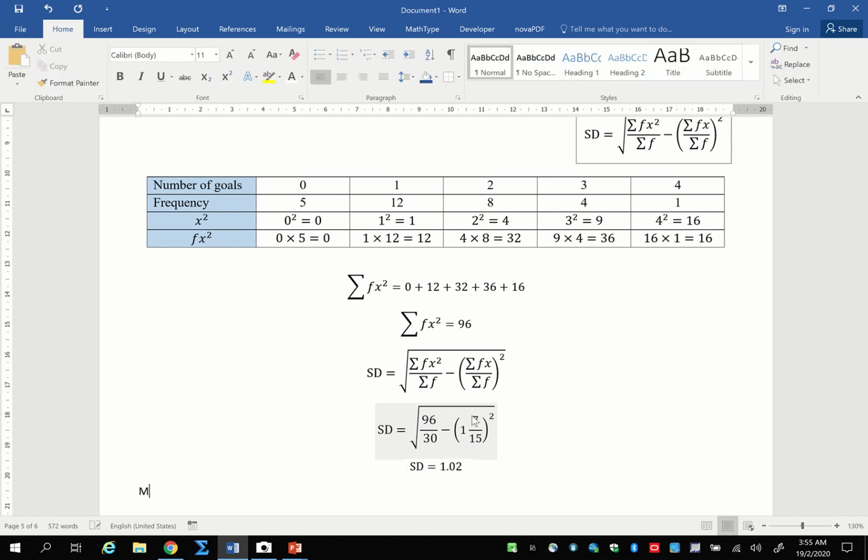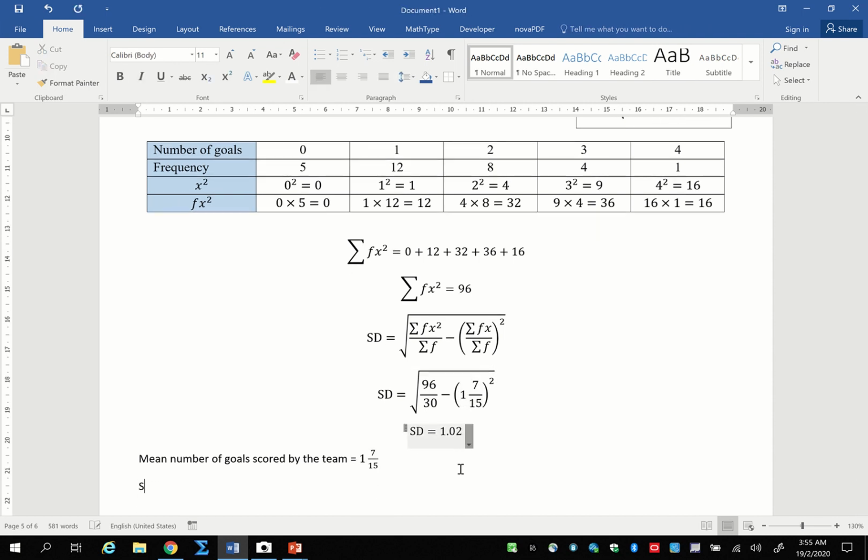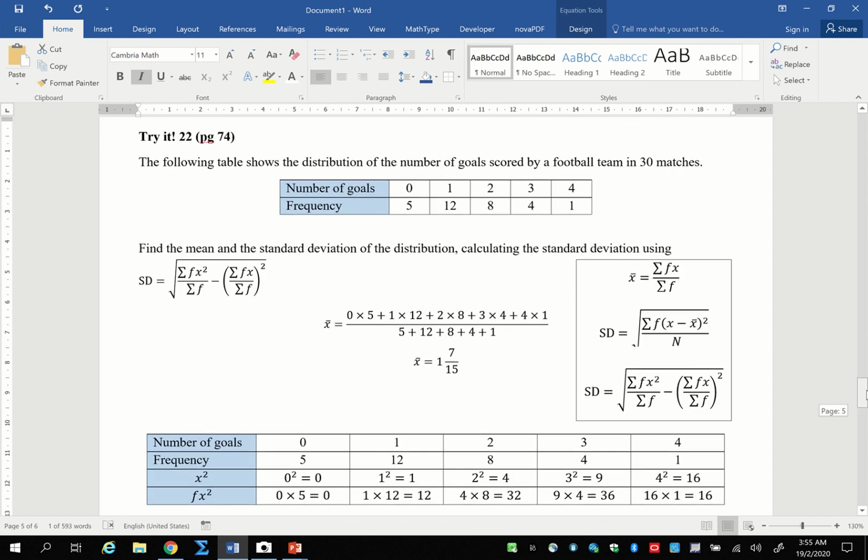So now we can conclude that the mean number of goals scored by the team is equal to this fraction over here, and the standard deviation of goals scored by the team is 1.02 goals, which is again rounded off to 3 significant figures. Honestly speaking, I don't really like to deal with mixed fractions because you tend to type wrongly into the calculator, but that's beside the point. Alright, so there you have it.